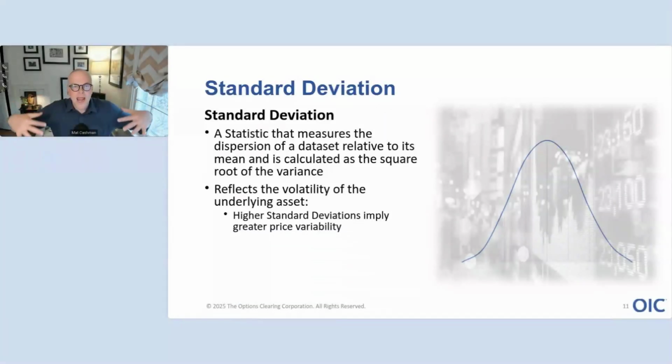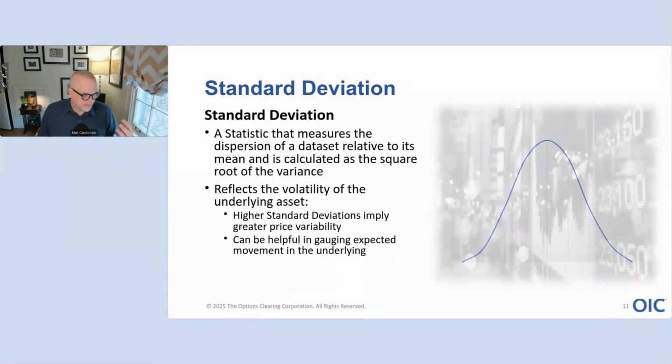What happens when you raise implied volatility expectations is curves get flatter and wider as they incorporate more of those potential outcomes into and underneath the fold of the curve. We'll talk about that. But higher standard deviations are going to be commensurate with higher implied volatility numbers.